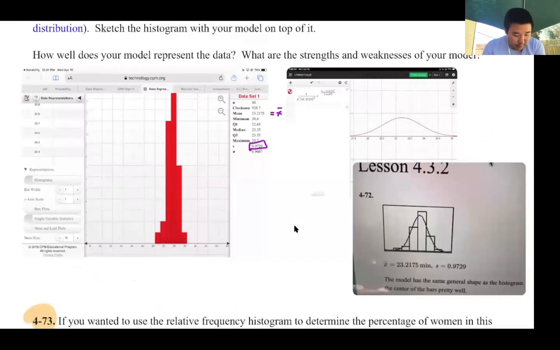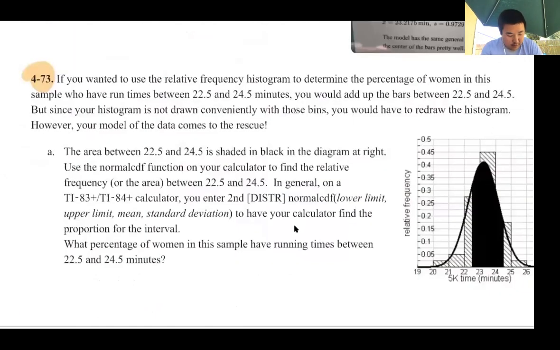73. If you want to use a relative frequency histogram to determine the percentage of women in this sample who have run times between 22.5 and 24.5, you would have to add up the bars between 22.5 and 24.5. But since your histogram is not drawn with those bins, you'd have to redraw the histogram. However, your model of the data comes to the rescue. The area between 22.5 and 24.5 is shaded. Use the normal CDF function on your calculator to find the relative frequency of the area between 22.5 and 24.5, in general in the Desmos calculator.